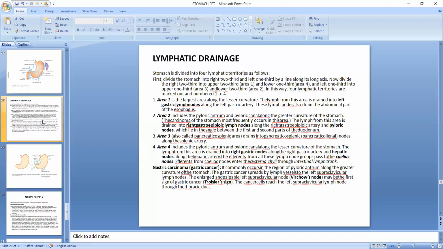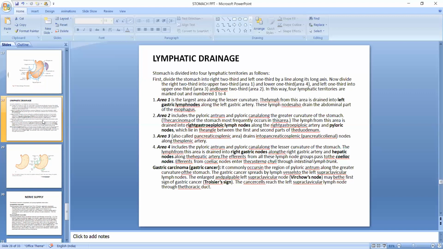Area number 1 is the largest area along the lesser curvature, and lymph from this area drains into the left gastric lymph nodes along the left gastric artery. These lymph nodes also drain into the abdominal part of the esophagus. Area 2 includes the pyloric antrum and the pyloric canal along the greater curvature of the stomach, and carcinoma of the stomach most frequently occurs in this area. So area number 2 is most prone to cancer.